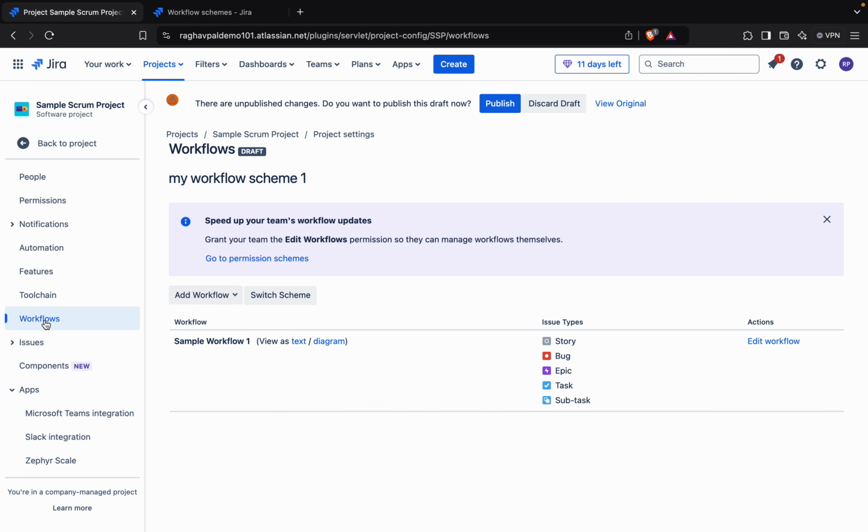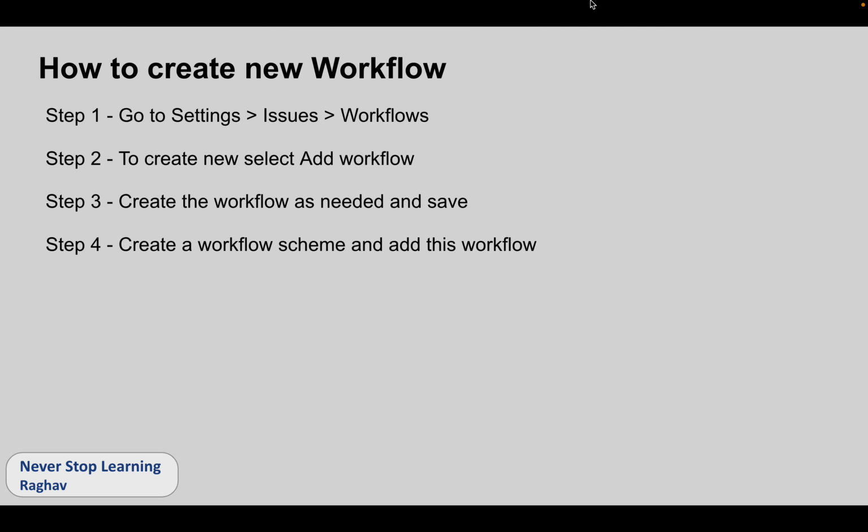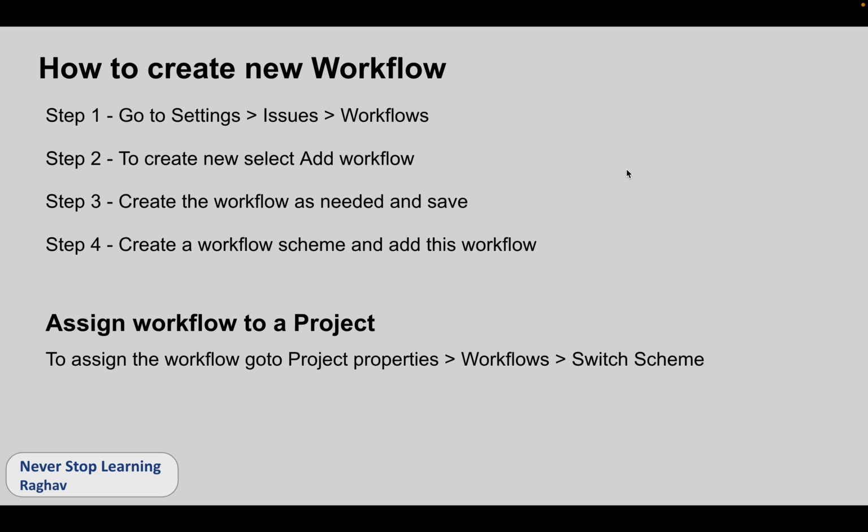You should have a workflows option here, and then you should be able to switch the workflow scheme. All right. So this is how you can create a new workflow, create a workflow scheme, and then assign the workflow to a project. So this is what we have to do. From project properties, go to workflows, and then you can switch the scheme from there.